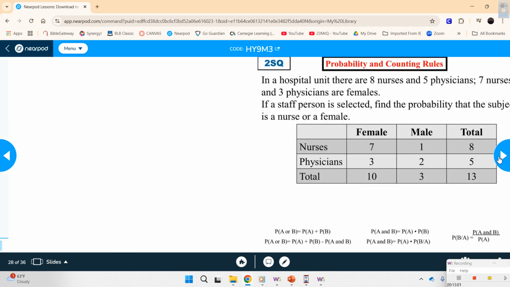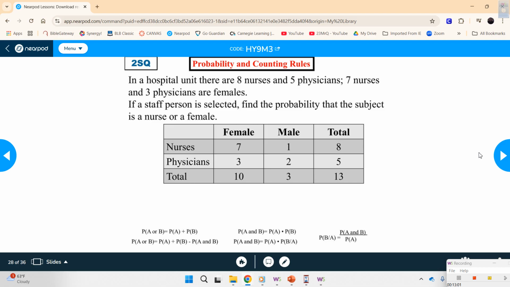Number 2, super Q. Write 2 super Q on your paper. It reads, in the hospital unit, there are 8 nurses and 5 physicians. 7 nurses and 3 physicians are female. If a staff person is selected, find the probability that the subject is a nurse or a female. Before that, circle the formula that you're going to use, and on your paper, start with the formula and answer the question. Go.